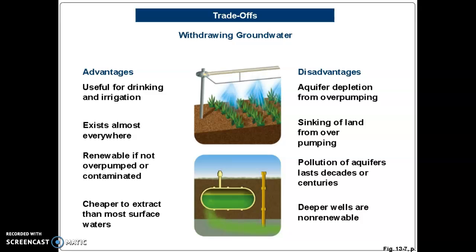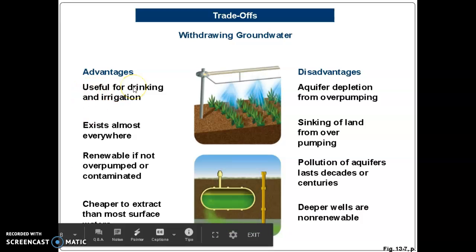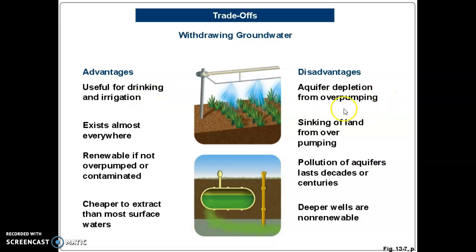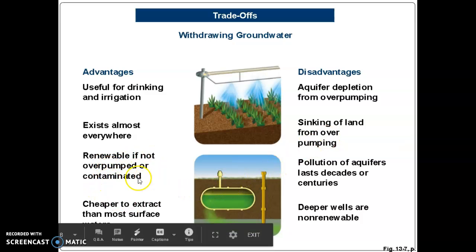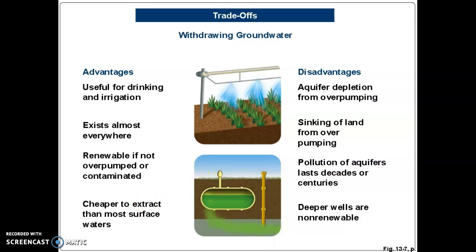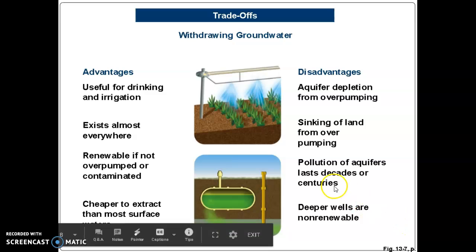Some of our trade-offs of withdrawing the groundwater: an advantage is it's useful for drinking and for irrigation. The disadvantage, aquifer depletion from overpumping. It exists almost everywhere as an advantage, but a disadvantage is the sinking of land from overpumping. It will be renewable if it is not pumped or contaminated, but there's pollution in the last few decades because of our habits. It's cheaper to extract than most surface water, but deeper wells are non-renewable.